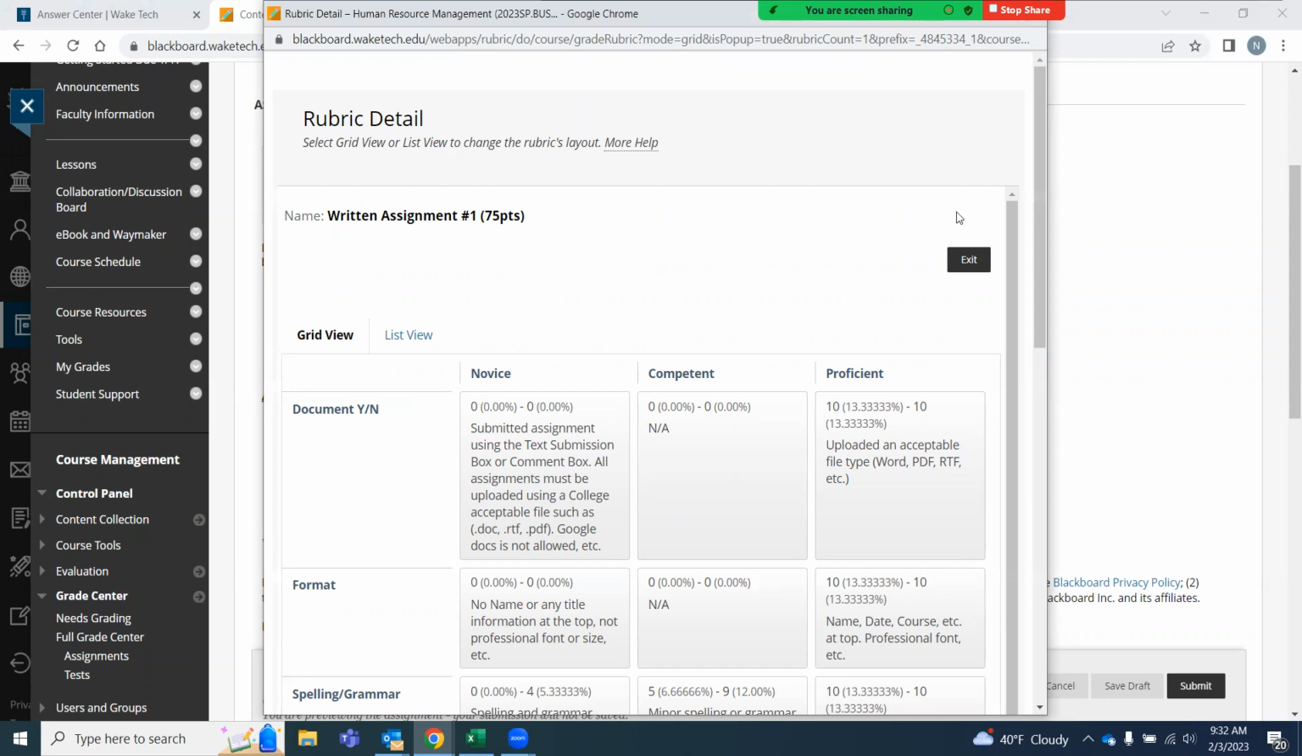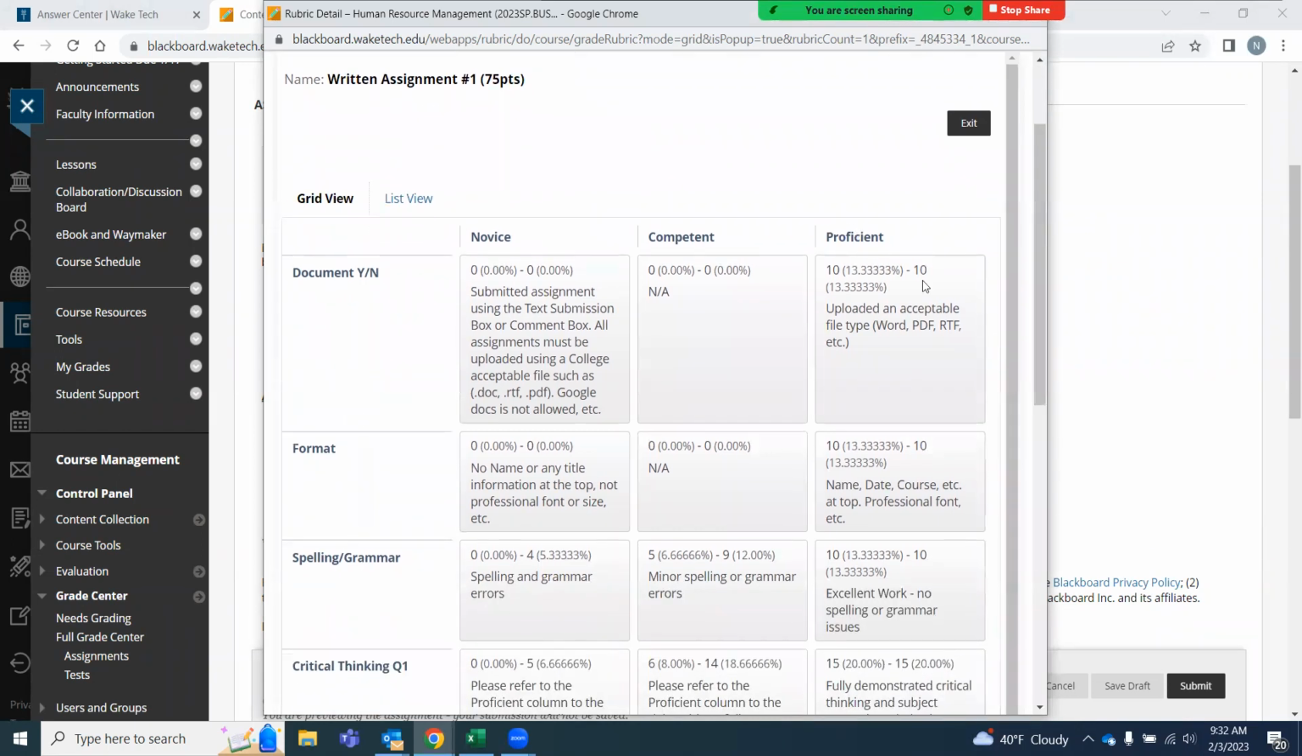All right. So let's take a look at this rubric. So we have a couple different things. If you uploaded a document, you received 10 points. If it was a Word or PDF type file, you received a free 10 points for that. Did you put your name and date and course information at the top? Was it professional font? Did it look like a college type assignment? If it looked like a college type assignment, again, you received 10 free points there.